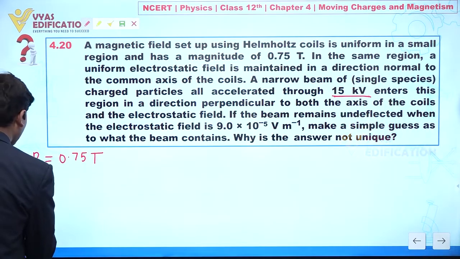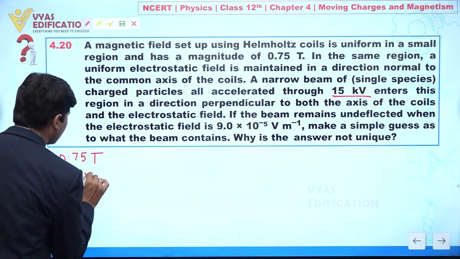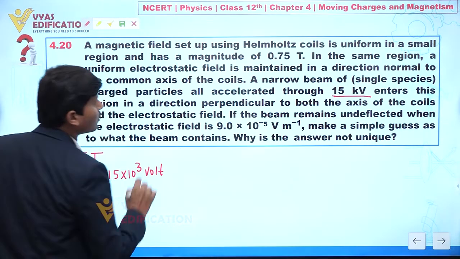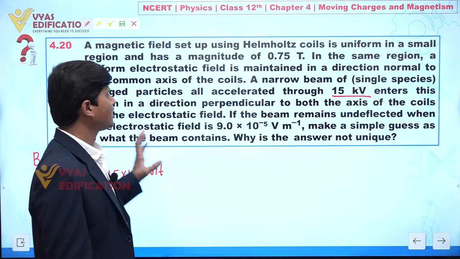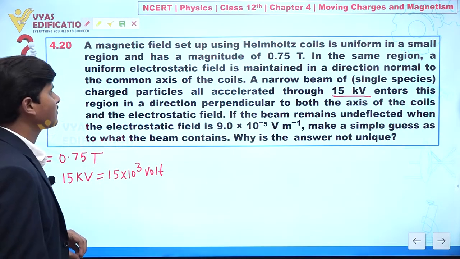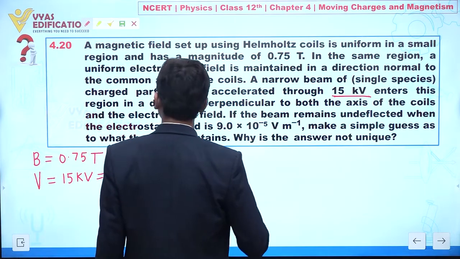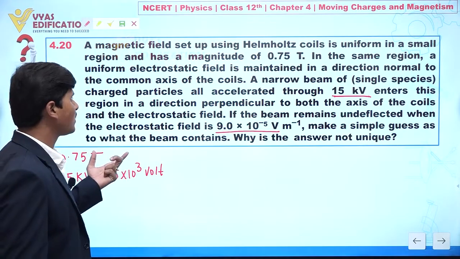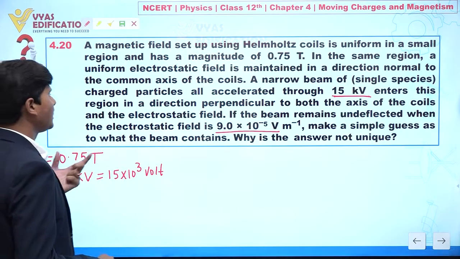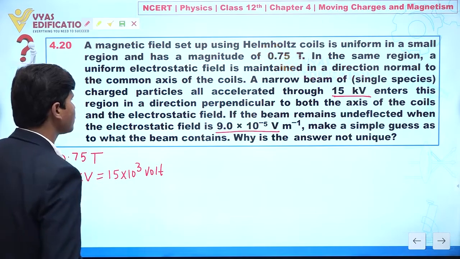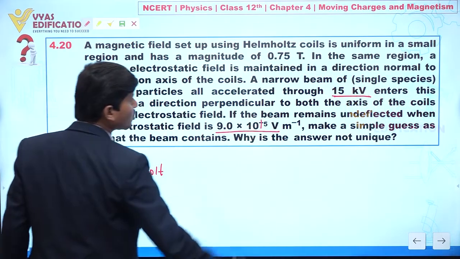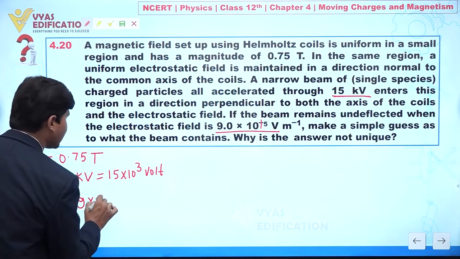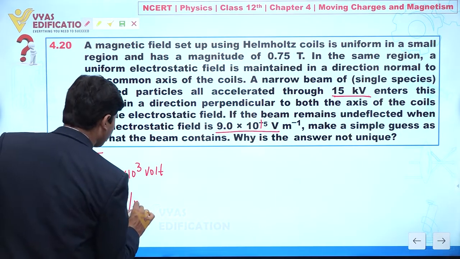It means the potential difference is given as 15 kilovolt. So this is equal to 15 into 10 to the power 3 volt. Clear? It enters this region in a direction perpendicular to both the fields. The beam remains undeflected when the electrostatic field is this one. So the electrostatic field is also given, this is 9 into 10 to the power 5. So the value of E is 9 into 10 to the power 5 volt per meter.